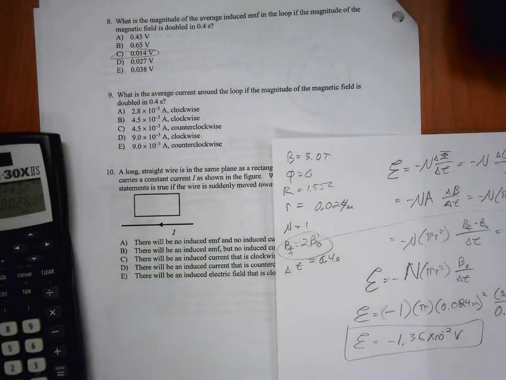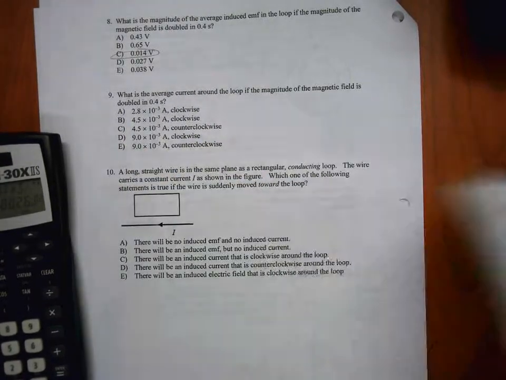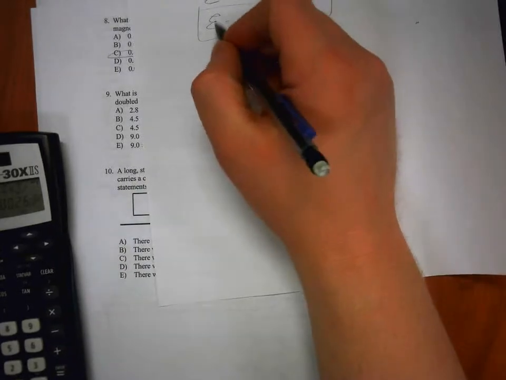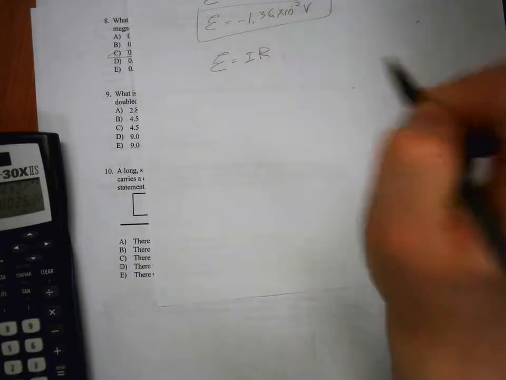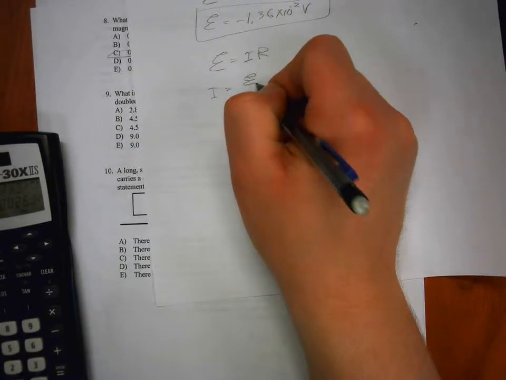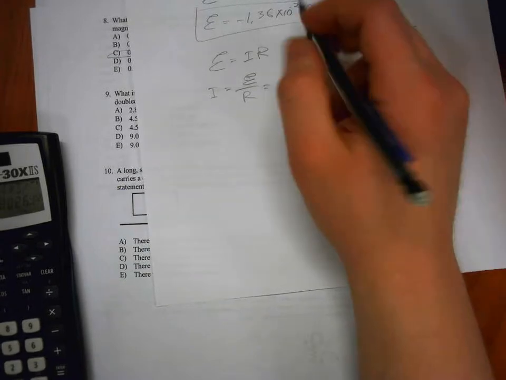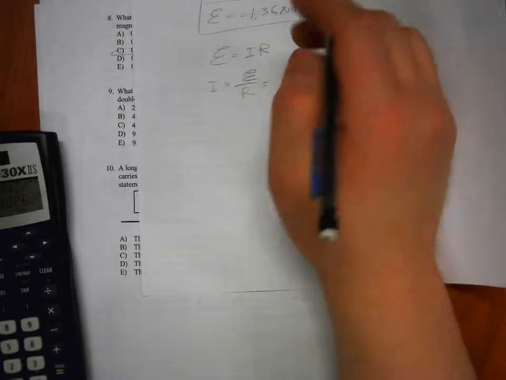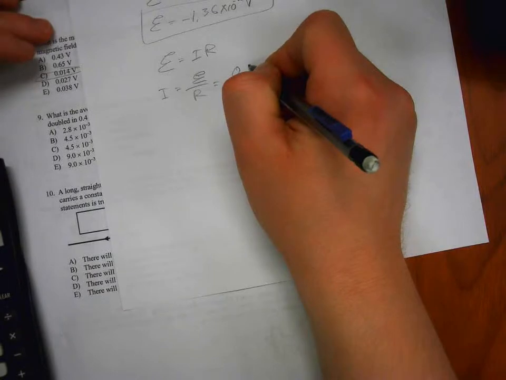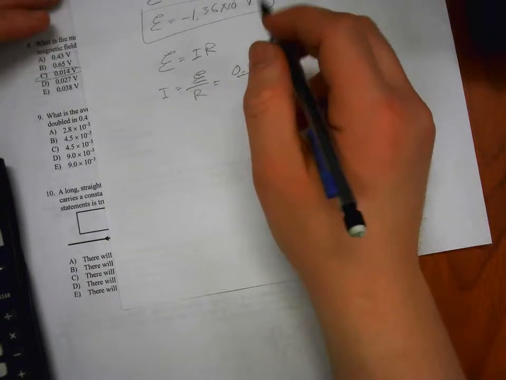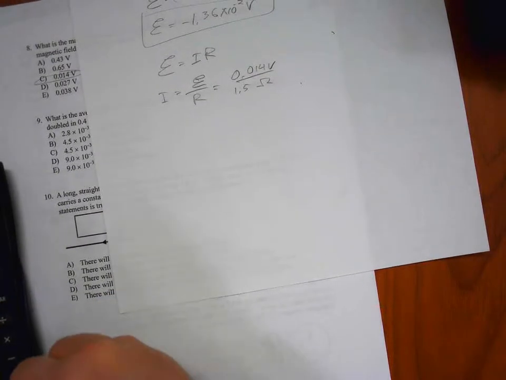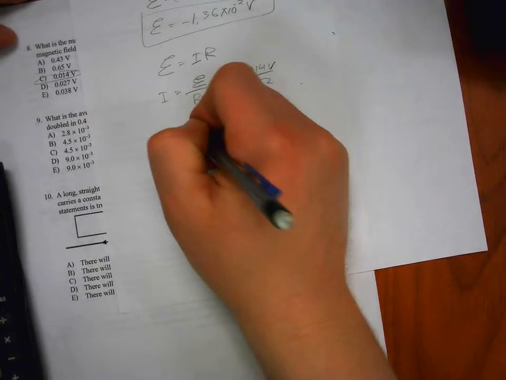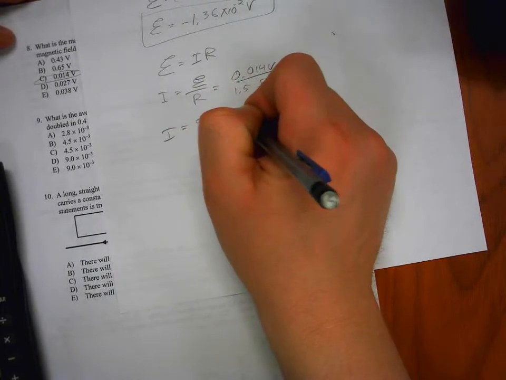Okay, so what is the average current around the loop if the magnitude of the magnetic field is doubled in 0.4 seconds? So same situation as above, but now we have the induced EMF, so we know EMF equals IR, so I equals EMF over R, so that equals 0.014 volts over the resistance 1.5 ohms, which equals 9.33 milliamps.